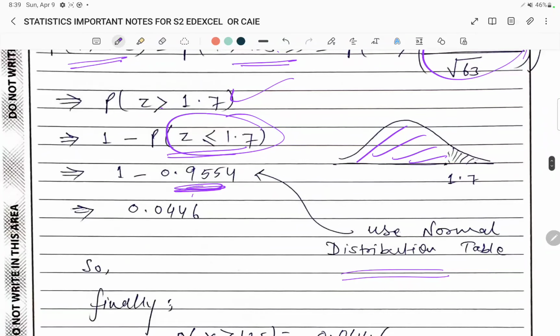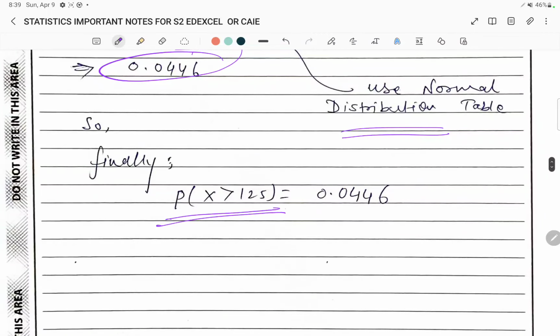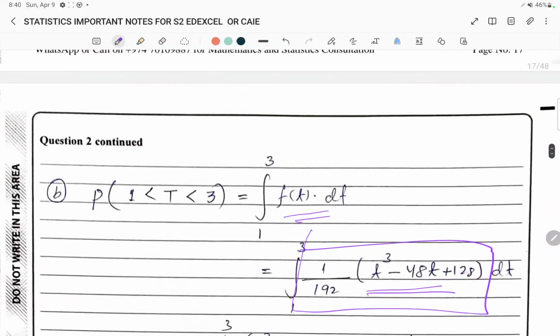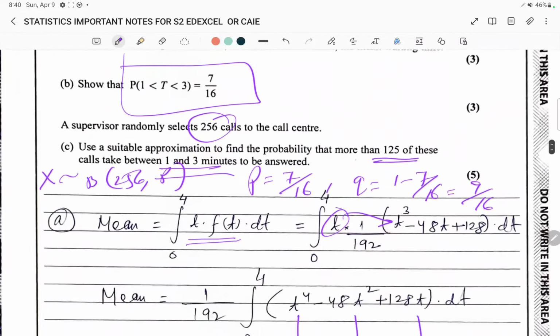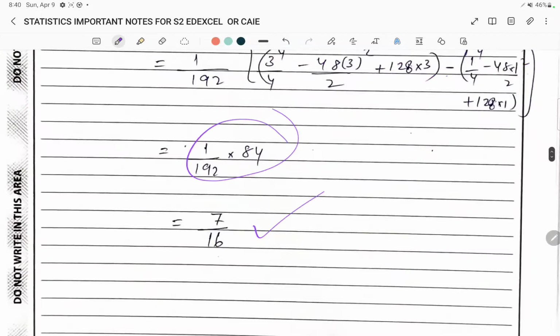0.9554. So just subtract, you will get 0.0446. So finally, P of X greater than 125 is 0.0446. It means we find the probability that more than 125 calls out of 256 were possible between 1 and 3 minutes, which was answered.